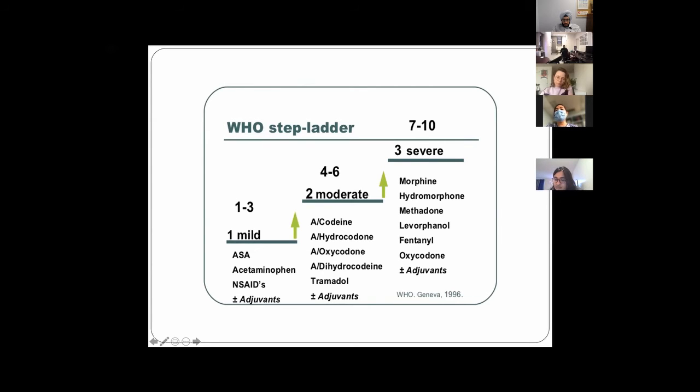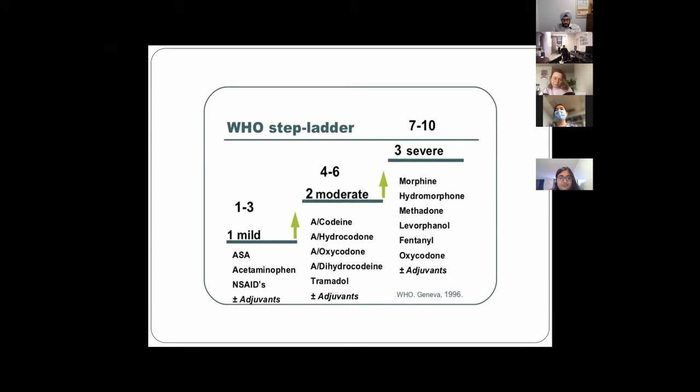So if you have mild pain, you usually start with Tylenol and NSAIDs. And then for moderate pain, you can do combinations of opioids and potentially acetaminophen, like Percocet, Vicodin. You can also use tramadol here. And then finally, for severe pain, you can use your pure opioids.